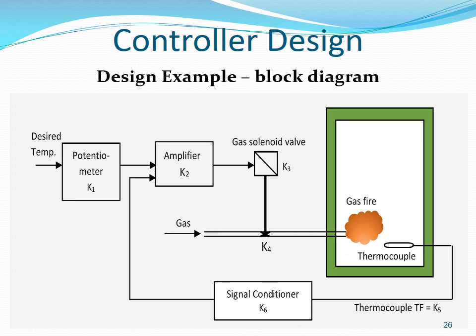We illustrate the design process using a furnace temperature control system. Shown is the arrangement of the components in the system. We have a furnace, we have a thermocouple to measure temperature, a signal conditioner, a gas solenoid to control the gas flow rate to the gasifier, an amplifier which acts as a proportional controller, and a potentiometer that allows the reference temperature to be input into the system.